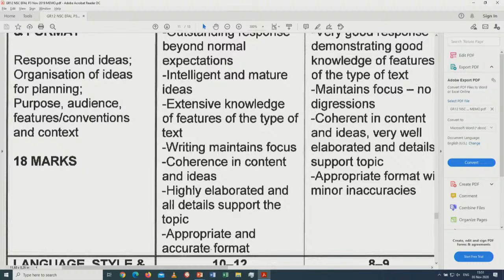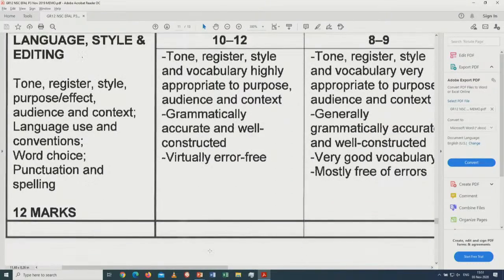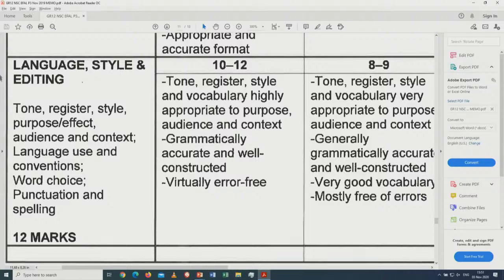transactional text. Let's look at the language aspect. You see here it goes for tone, register, style, purpose, effect, audience and context, language use and conventions, word choice, punctuation, and spelling. But let's take a look here. Tone, register, style, and vocabulary highly appropriate to purpose, audience, and context. Grammatically accurate and well constructed, virtually error-free. That's it. That is the ideal transactional text. There, we have looked at that.